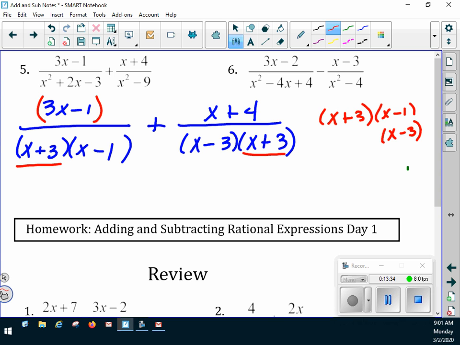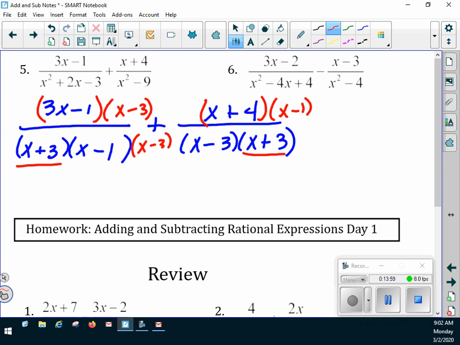Good. Now listen. When you multiply that top by x minus 3, you need to put the 3x minus 1 in parentheses because you got to multiply all of that by x minus 3. The second fraction needs x minus 1. Again, put the x plus 4 in parentheses.